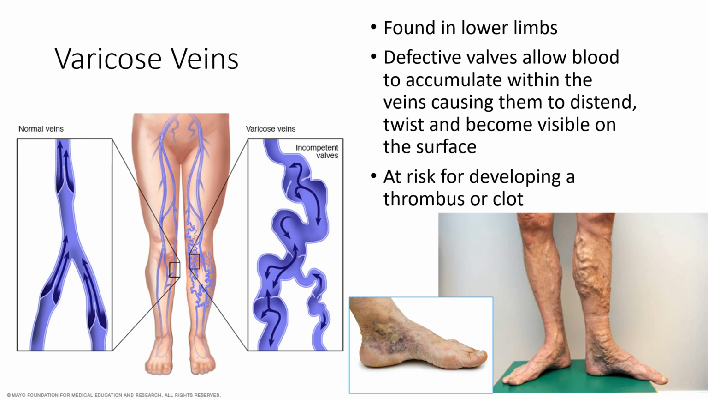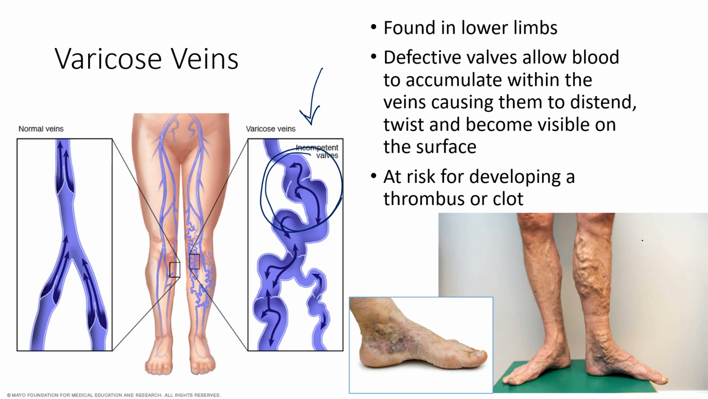Defective valves, so you can see they're calling them incompetent valves. They're allowing the blood flow to not move in one direction. So it's allowing backflow. Now, veins are typically in the lower body bringing blood up to the heart. So if you're allowing backflow, this blood is going to pool in the lower extremities, and not be able to move towards the heart like it should.